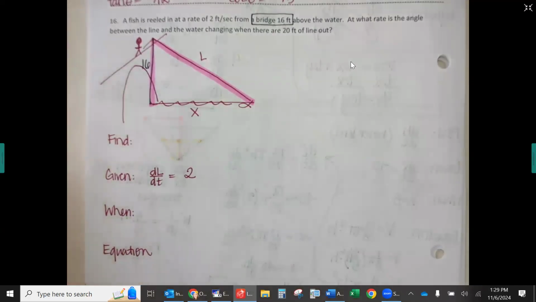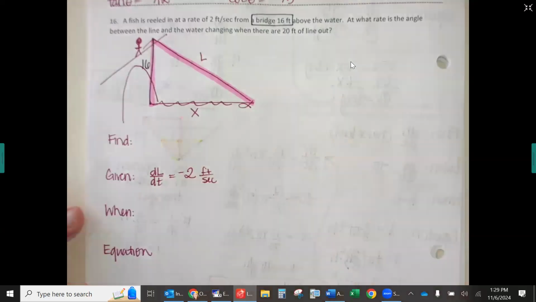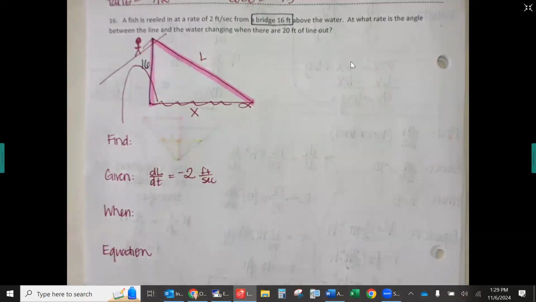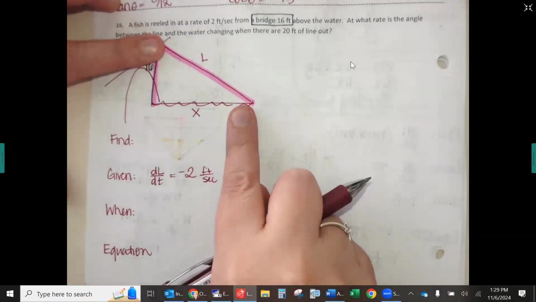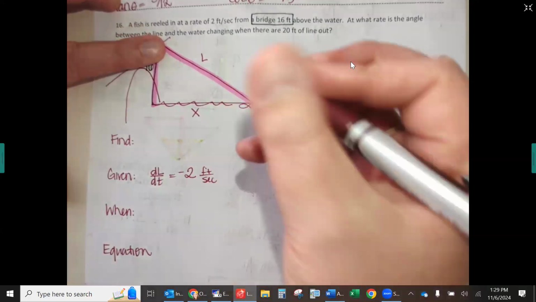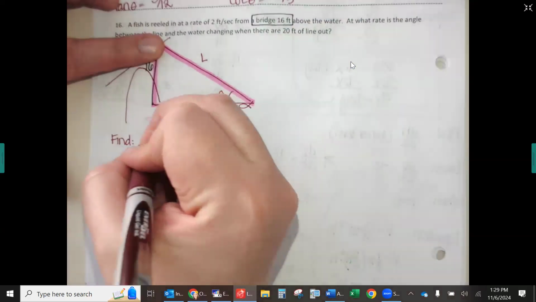True or false? -2. Okay, and then feet per second, sure, we can add that as well. Okay, but why is it negative? Because the amount of feet in the fishing line is decreasing as he reels it in. Okay, then it says, at what rate is the angle between the line and the water changing? Do I put my theta here or here? 1 or 2? 2, put your theta here. And then I'm finding how fast that theta is changing. I would call it dθ/dt.